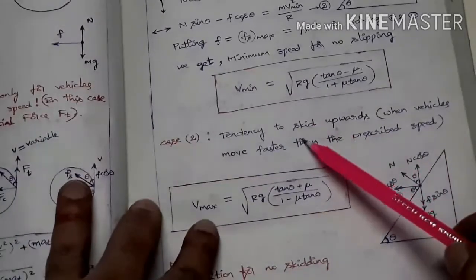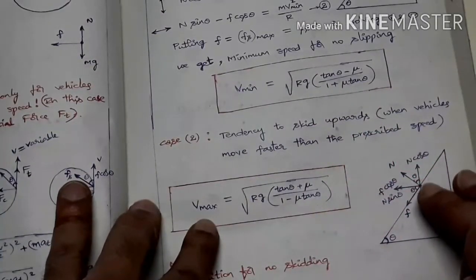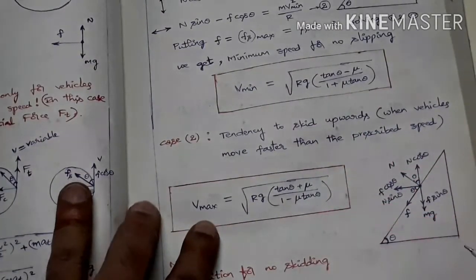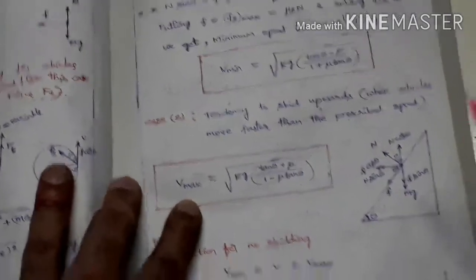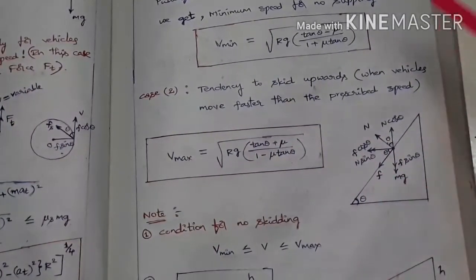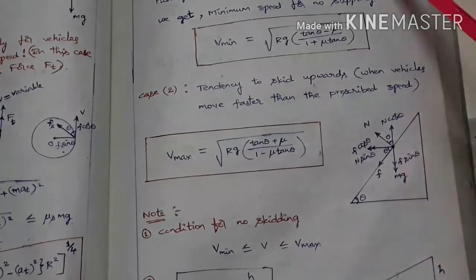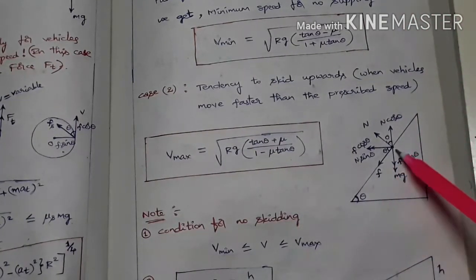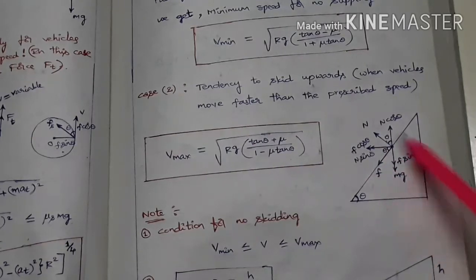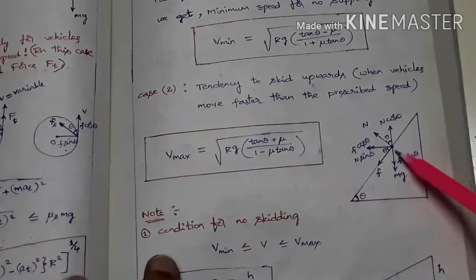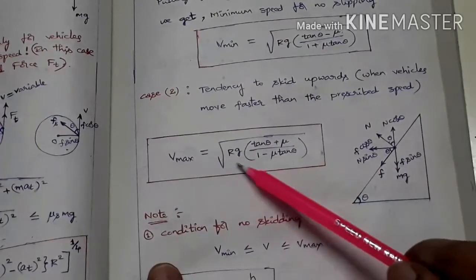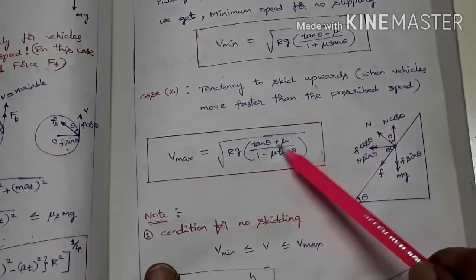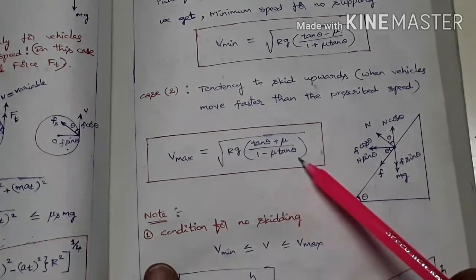So case 2: tendency to skid upwards. Bodies show a tendency to skid in the upward direction. This is possible when they move at greater speeds than the prescribed speed. The same FBD, only the difference is the body is skidding in the upward direction, so friction will be acting in the downward direction. N is like this, mg is like this, f is like this. Finally, solving this, we will get v max equal to root over r g into (tan theta plus mu) by (1 minus mu tan theta).